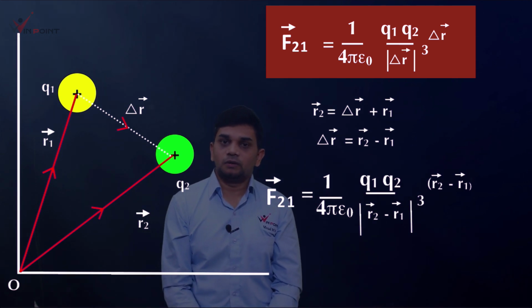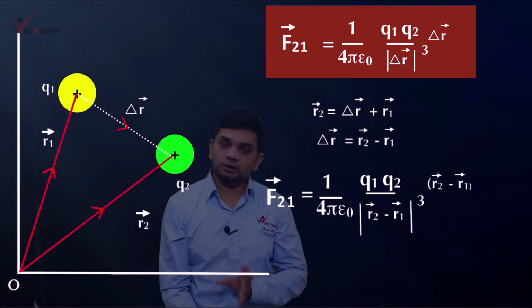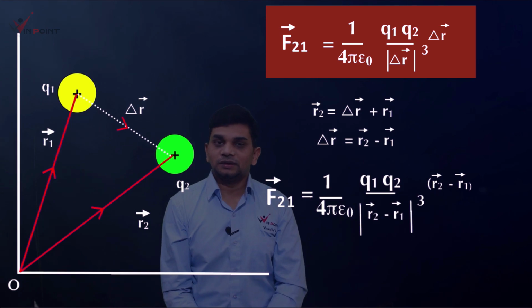This is the vector form of Coulomb's law, and I think you have a clear idea about the vector form of Coulomb's law now. Thanks for watching. In the next class we are going to discuss electric field.